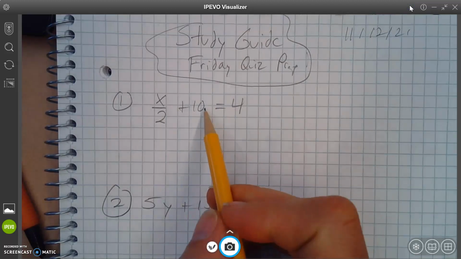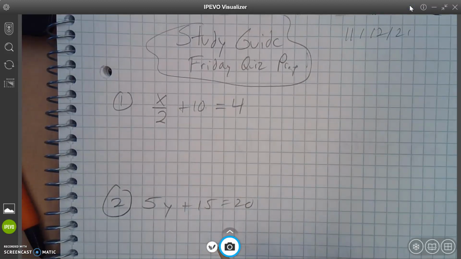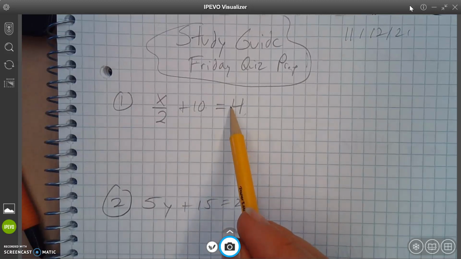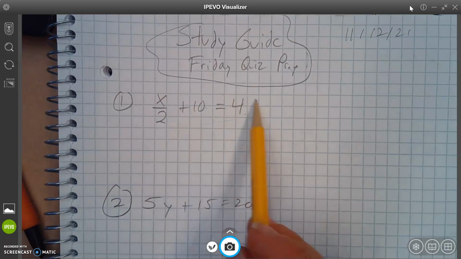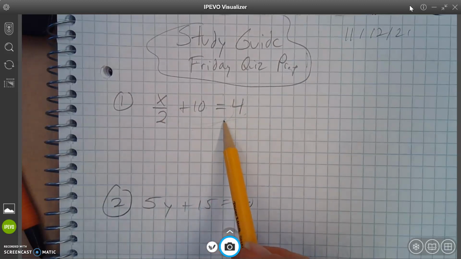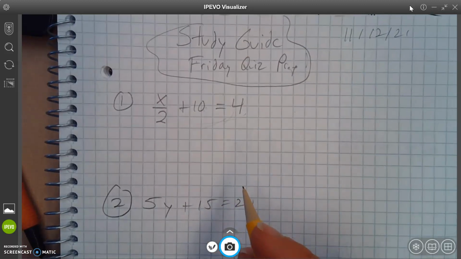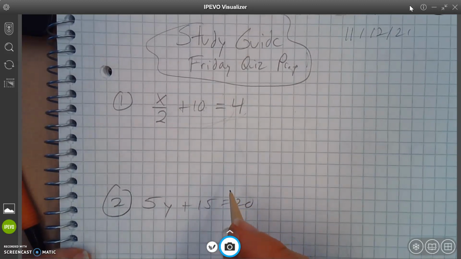Okay, so these problems we're going to practice for our Friday quiz. These are good ones to add to your study guide. So take your study guide out and let's put these in our study guide. And if you need more room in your study guide, then just use an extra sheet of paper in your notebook. That's cool. All right, so let's see how we do it.